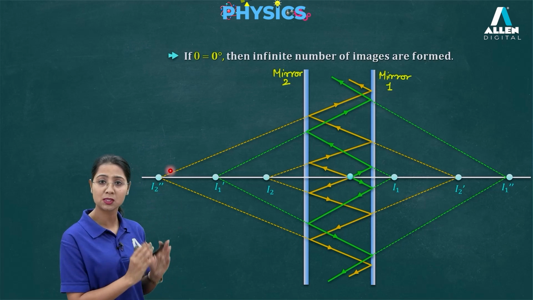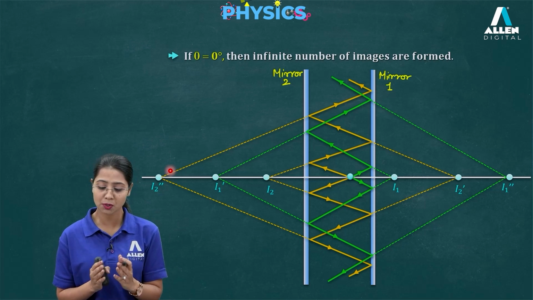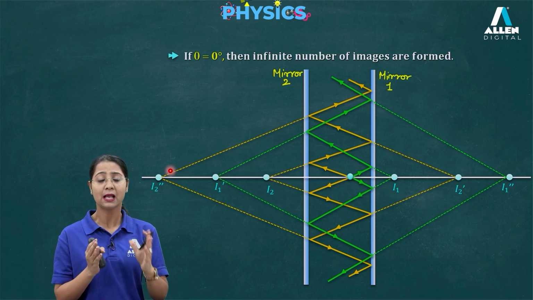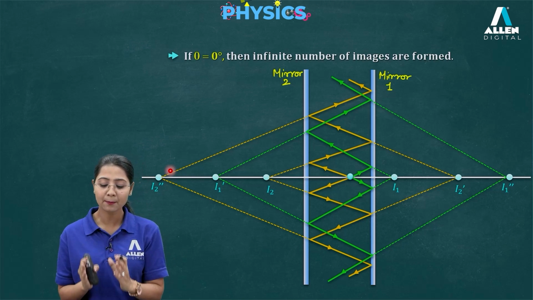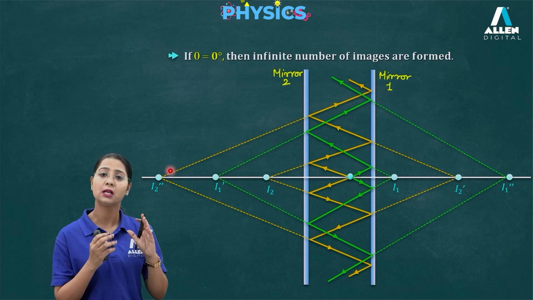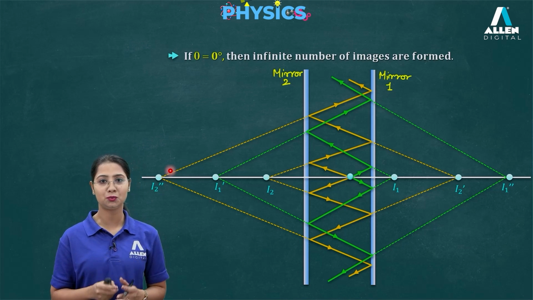This process will continue and we will find an infinite number of images, because there will be so many incident rays and so many reflected rays, and the reflected rays will reflect again and again. So by using this process, we can find an infinite number of images in the plane mirror when 2 plane mirrors are placed parallel to each other.